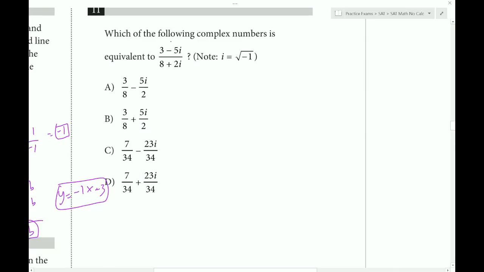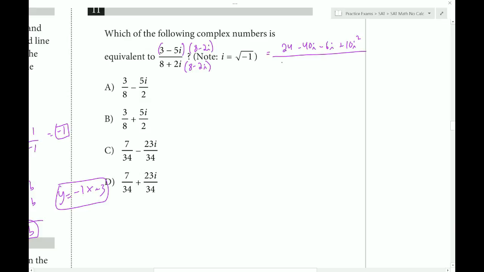Next, which of the following complex numbers is equivalent to this? Right, so the key thing to realize here is that i is a radical, and we're not allowed to have radicals in the denominator. So we have to do what's called rationalizing, which means we would multiply by the conjugate on top and bottom. Conjugate just means switch the middle sign. So when we multiply the top, we're going to have to FOIL. We get 3 times 8, which is 24, and then I can do the inner, minus 40i, outer, minus 6i, and then the last would be plus 10i squared.